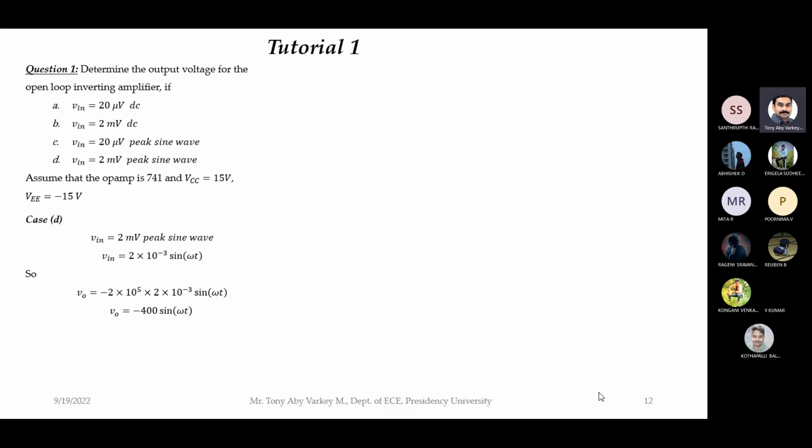My God, you guys are not at all paying attention. I don't know how you guys will pass this particular course. How many times have I told you? Will you get minus 400 volts as the output voltage?